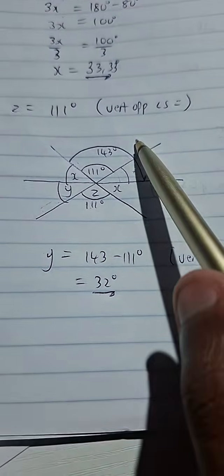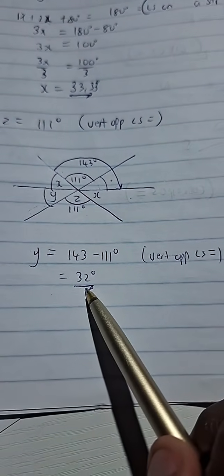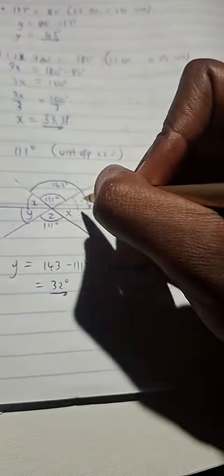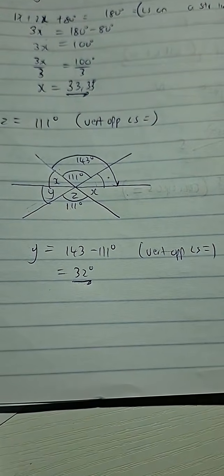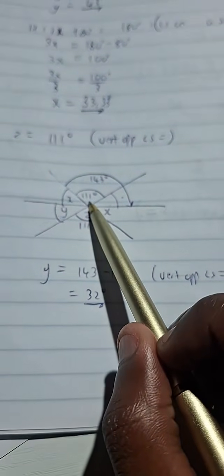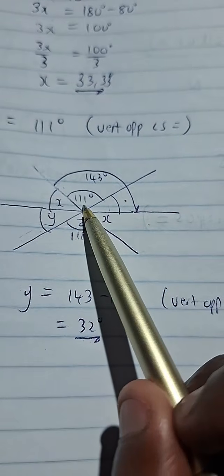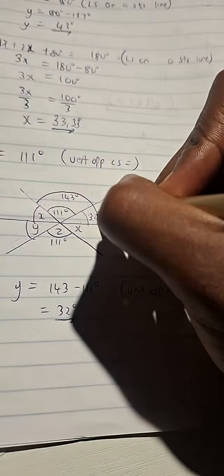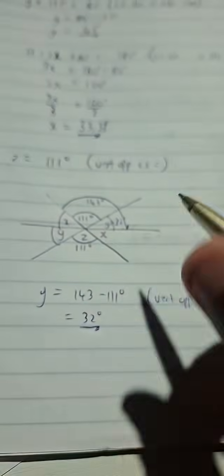Okay, so Z is equal to 111. Y is equal to 32 degrees. Thank you, Simone. And then lastly, let's update there. Y is not 37, Simone. Be careful. It's 32, okay? Be very careful. Y is 32. So I update that diagram. It's 32 there. Y is equal to 32.